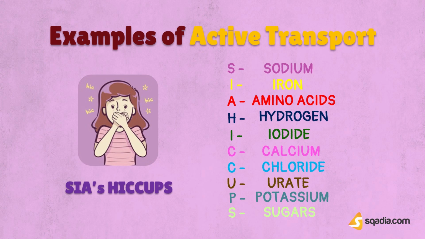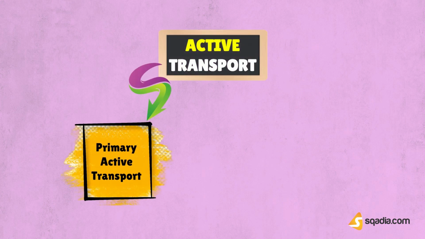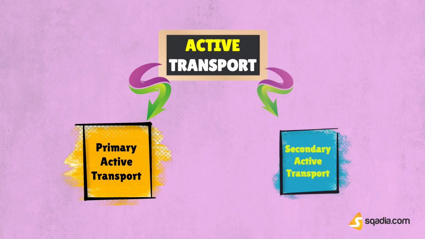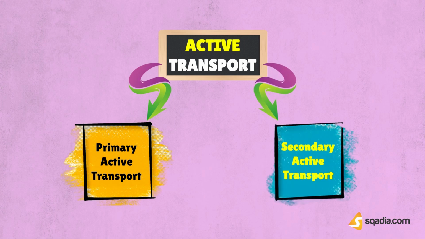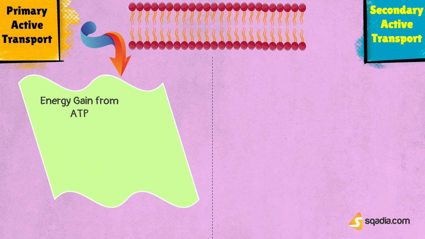Now, active transport is divided into two types according to the source of the energy used to facilitate the transport: primary active transport and secondary active transport. In primary active transport, the energy is derived directly from the breakdown of adenosine triphosphate, ATP, or some other high-energy phosphate compound.